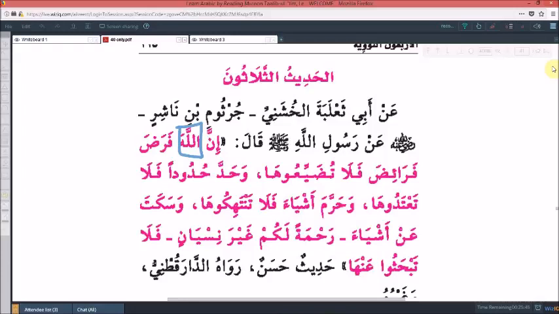The fa'il is hidden, huwa, and does it have a maf'ulun bihi? Hududan. What did he set? What did he define? Defined hududan. Maf'ulun bihi, mansub. He set limits. Wahadda hududan. Fala ta'taduha. This is from Ain Dal Ya or Aleph Maksura. This is form 8.